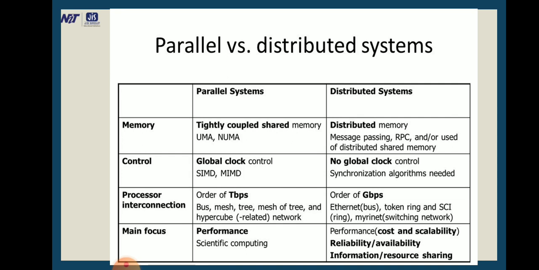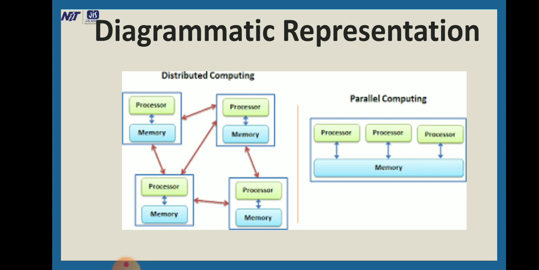Computers can have shared memory or distributed memory in the case of parallel computing. Each computer has its own memory in distributed computing. This is the diagrammatic representation of distributed computing and parallel computing. In parallel computing, there are several processors associated with a single memory, whereas in distributed computing different processors are allocated with different memory. So there is a distribution of work.